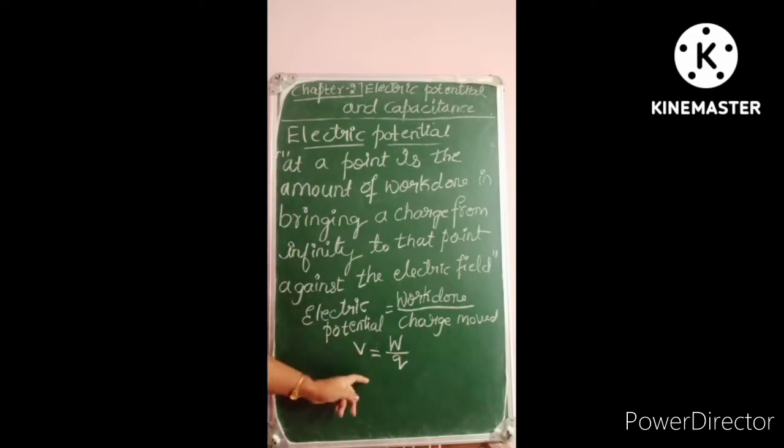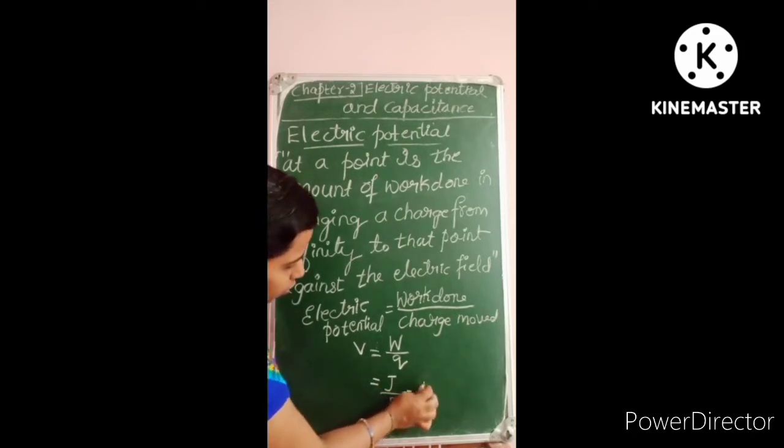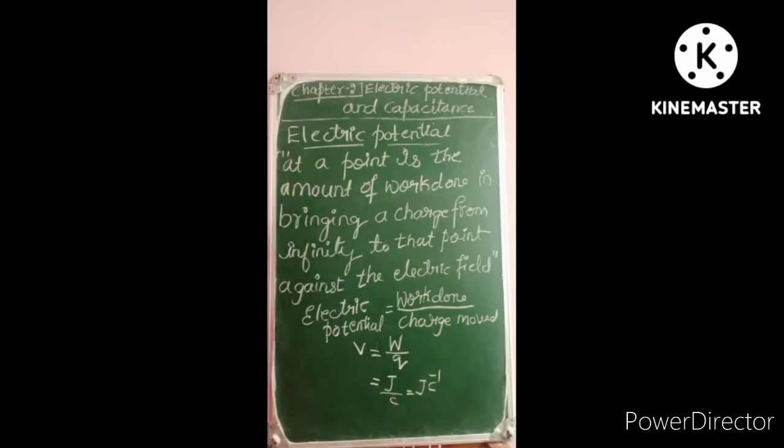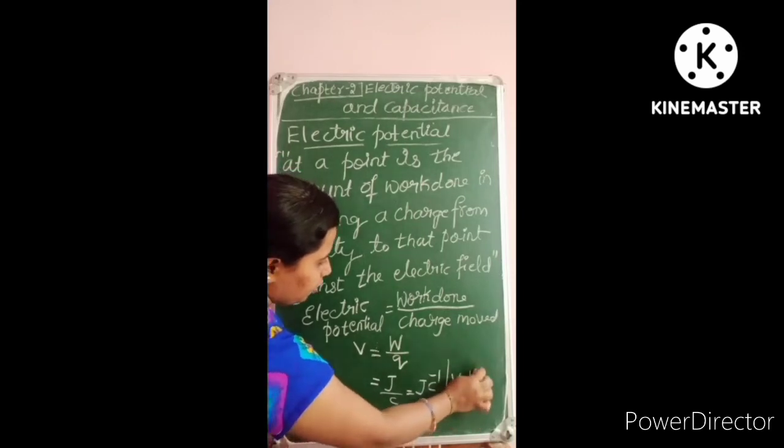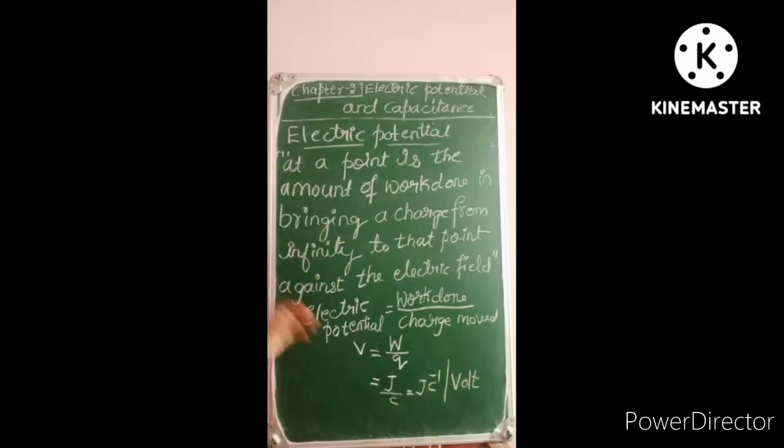From this we can write the SI unit of the electric potential, where the work done is expressed in terms of joules and charge is expressed in terms of coulomb, that is equal to joules per coulomb. This is the SI unit of electric potential, or you can also write it as volt. Volt is another SI unit of the electric potential. Another important point regarding this one is it is a scalar quantity. Electric potential is a scalar quantity.